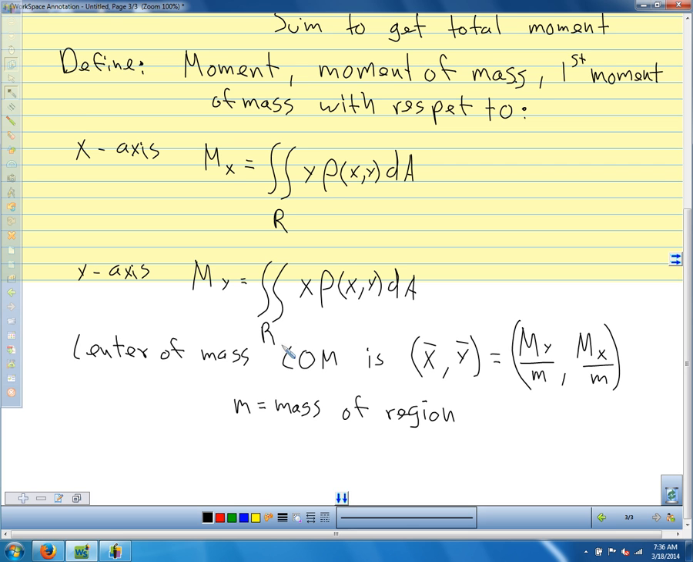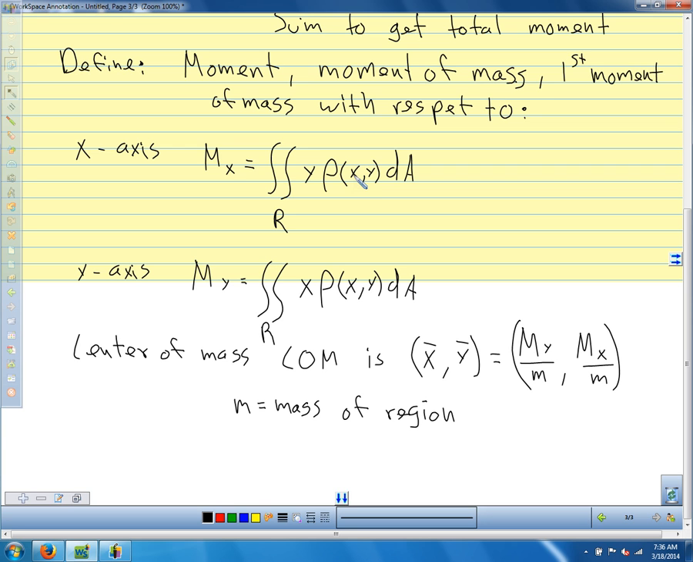And just again to talk about terminology, center of mass is usually a property of the material because the density can vary. When we talk about the centroid, sometimes we talk about the centroid and the center of mass interchangeably. For the centroid, you're assuming that the density is constant. So the centroid is a property of the shape.